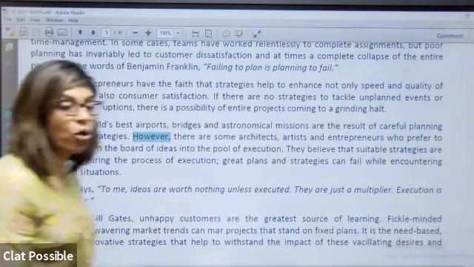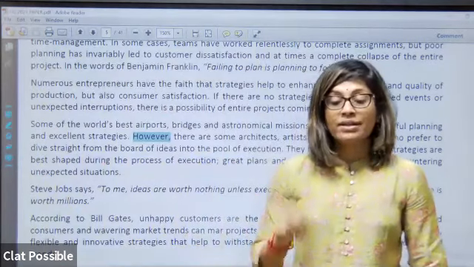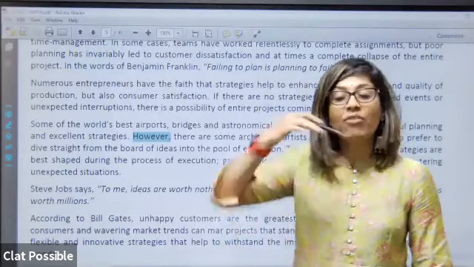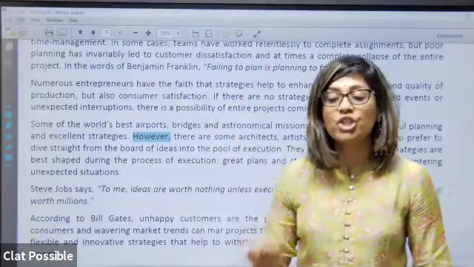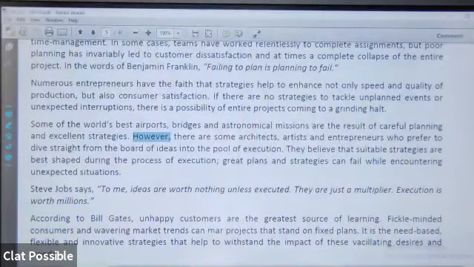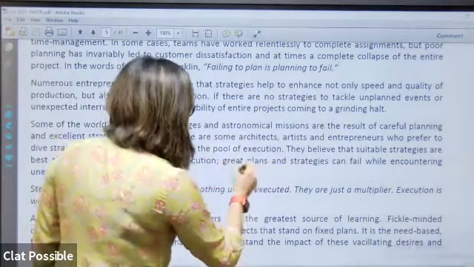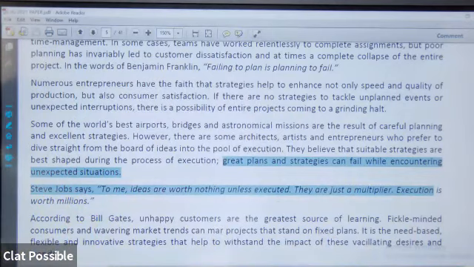However, and I have told you in all the RC classes, the moment you see however, you should know that there is something amiss. Now the actual passage begins. Whatever was stated earlier is over. However, written by the author shows that the author is changing stance. So after however, they believe that any amount of planning and strategies can fail while coming to unexpected situations. So strategy is okay, planning is okay, but these can fail when faced with unexpected situation.